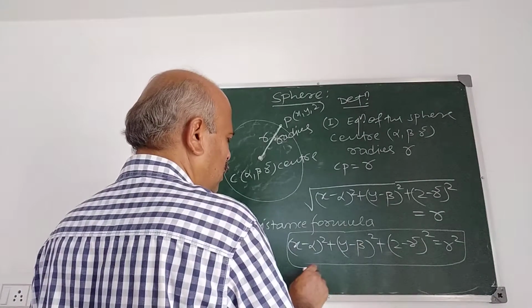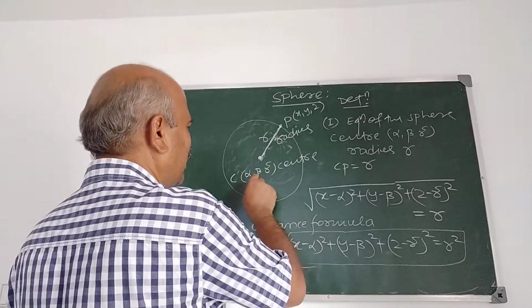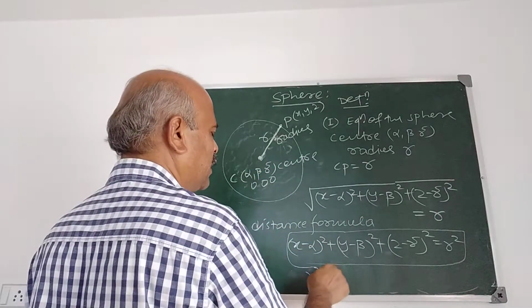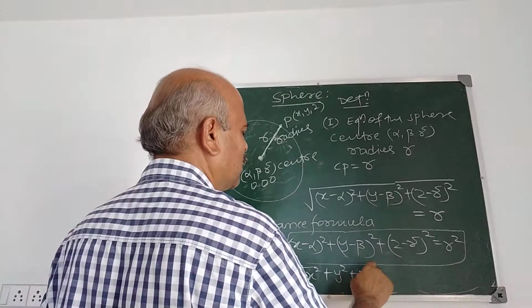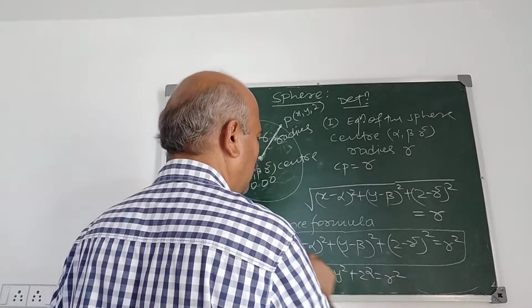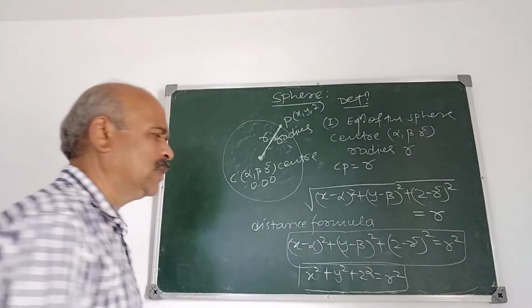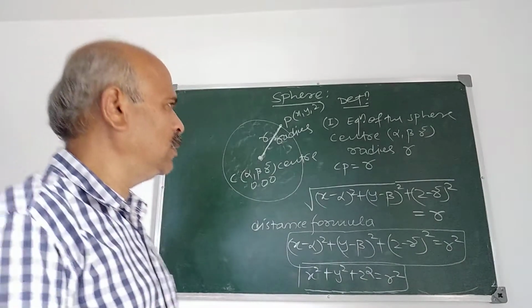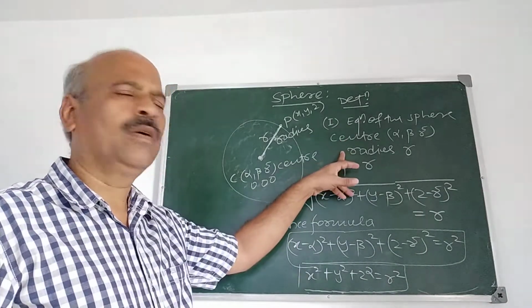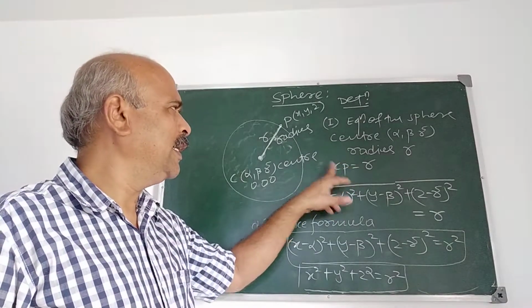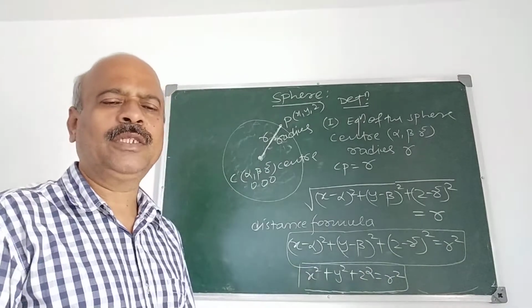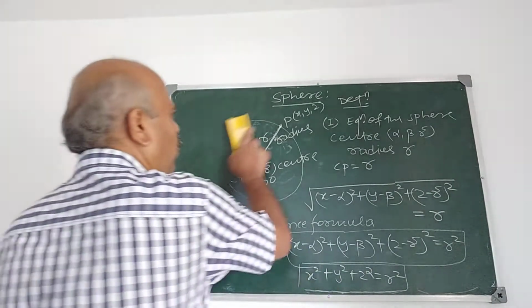Now suppose the center is the origin. Suppose C coincides with the origin, then what do you get? x square plus y square plus z square is equal to r square. This is the equation. So it is called the central form. When center and radius are given, you can use this as a formula to write the equation of the sphere. This is called the central form.